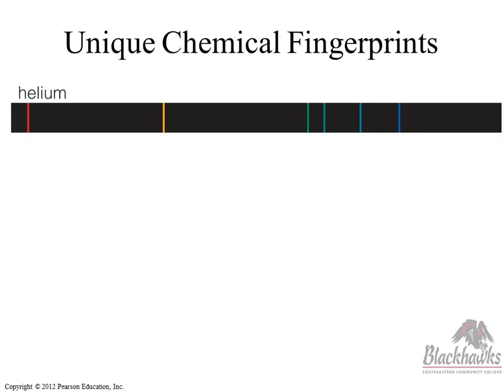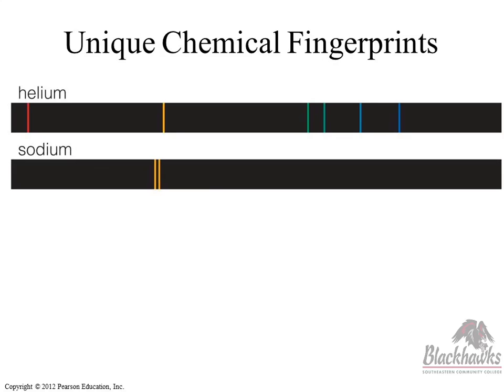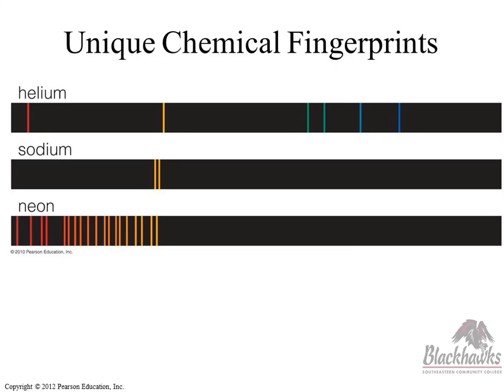Okay, so we looked at hydrogen. That's helium, sodium. That kind of makes sense. Flame tests for sodium are that kind of orange color. Neon, actually, those are going to be how the electrons around neon will either absorb energy or release energy at those colors.